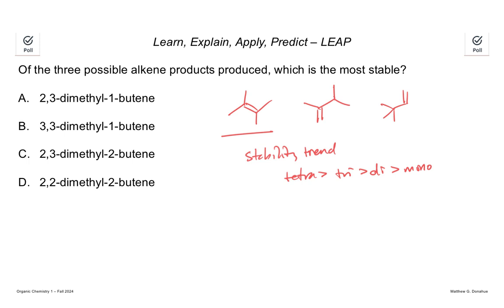Say it again. So looking at these carbons in blue here, from each of those you're counting the carbon substituents. So the top one you have 1, 2, the bottom one you have 3, 4. So this would be a 2-butene derivative. That would eliminate A and B.